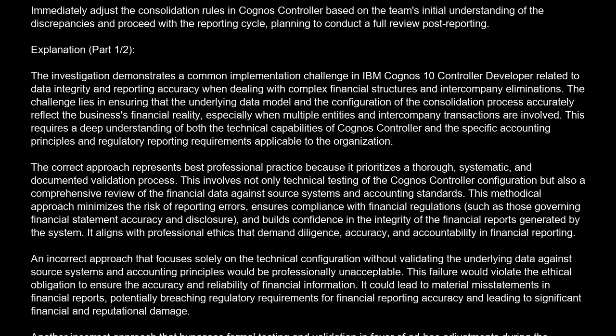The challenge lies in ensuring that the underlying data model and the configuration of the consolidation process accurately reflect the business's financial reality, especially when multiple entities and intercompany transactions are involved. This requires a deep understanding of both the technical capabilities of Cognos controller and the specific accounting principles and regulatory reporting requirements applicable to the organization.